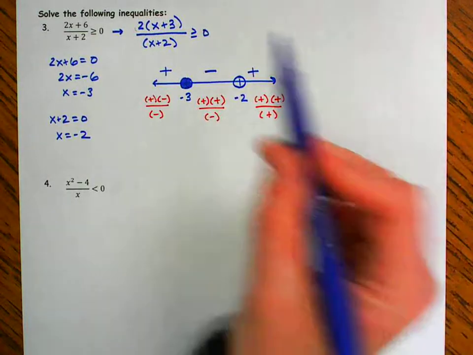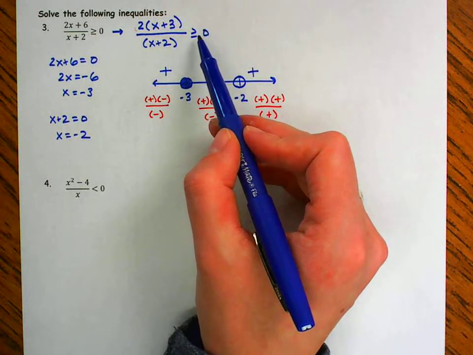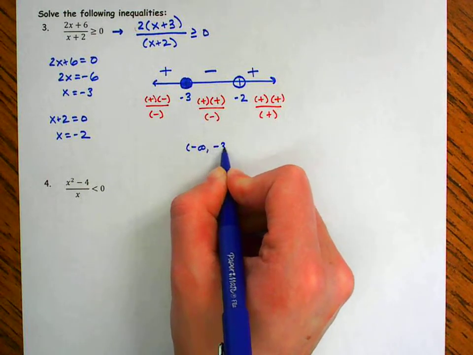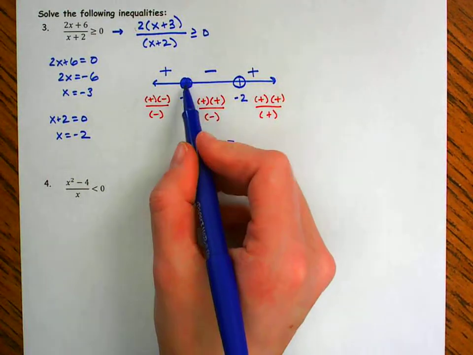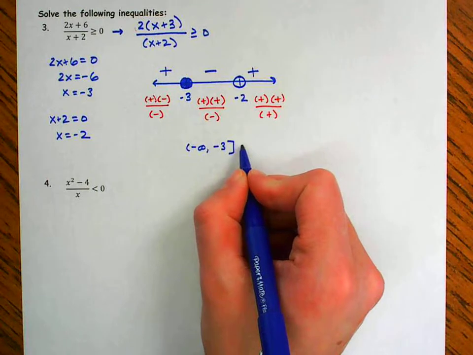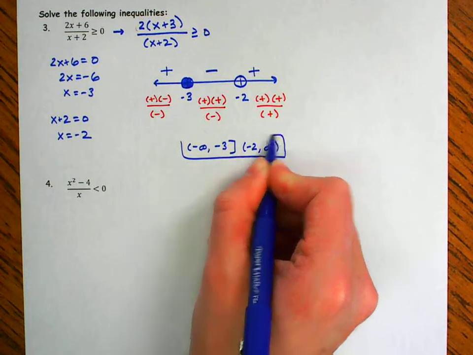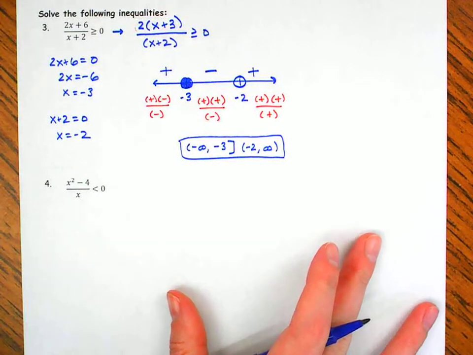Okay? It's asking for everything that's greater than or equal to 0, so we want the positives. So I'm going to go from negative infinity until negative 3. I'm going to include negative 3 because it's a 0 of the numerator. And then I'm going to go from negative 2 until infinity. Negative 2 is not filled in, so it gets a parenthesis.